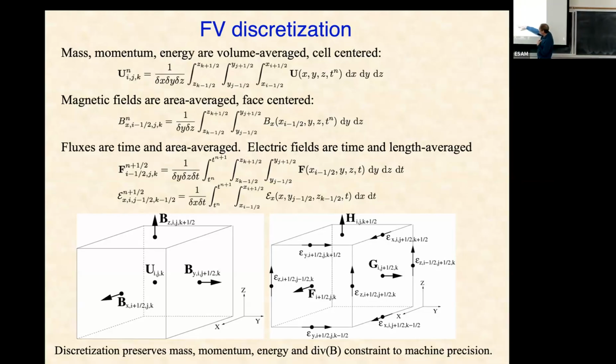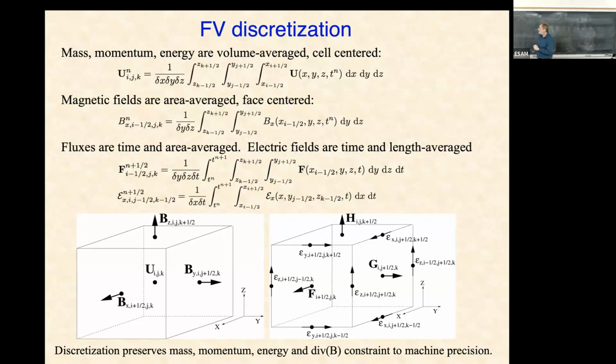And then to update these volume average quantities, you need area and time average fluxes at each of the faces. So F, G, and H are not only area, but also now time averages of the fluxes computed at the faces of the cells. And similarly, to update the magnetic field, you need line averages of the electric field around the edges of the cube. And so the electric fields, which are used to update the magnetic field, come from line averages of the electric field at the edges and time averages.